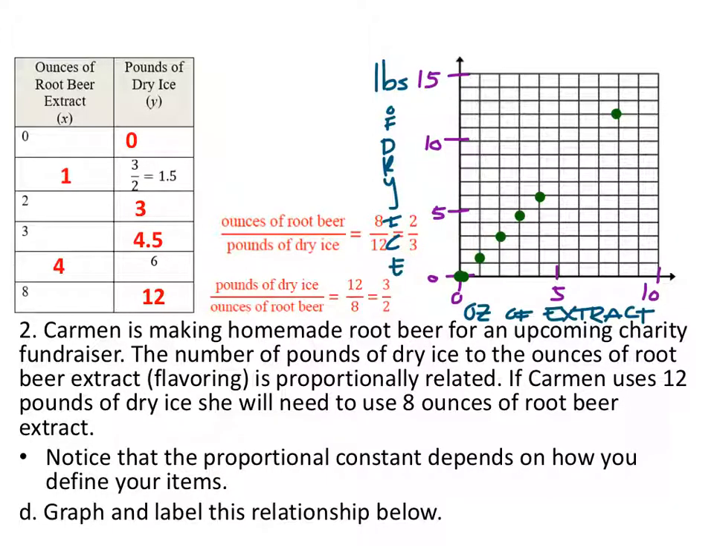So the next question for the graph would be, do we connect the points? In other words, can we have fractional values of ounces and pounds? Yes, we can. So in this case, we would be connecting the points. All right, so there we go. There's our line. There's our graph. Very nice.